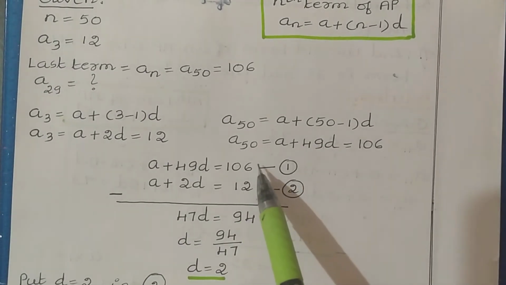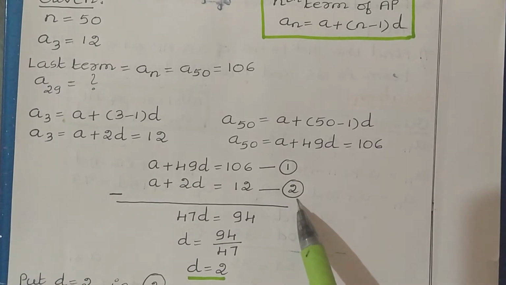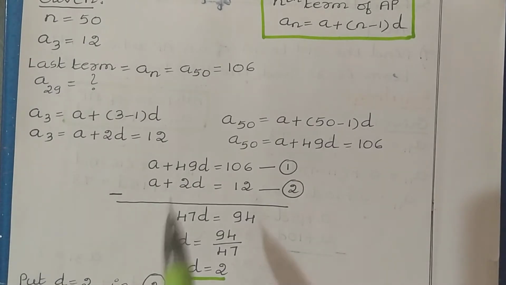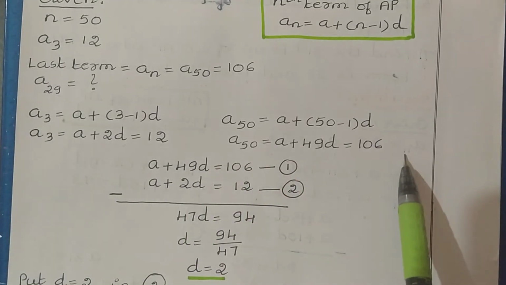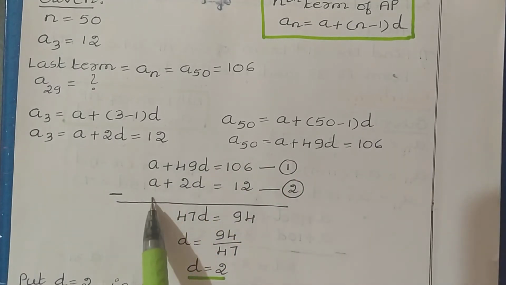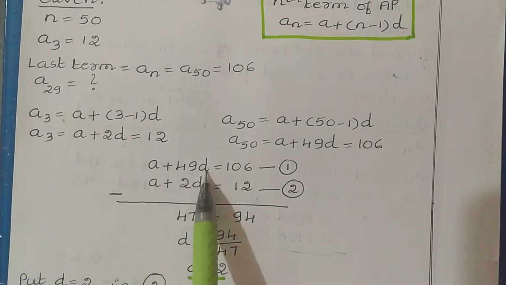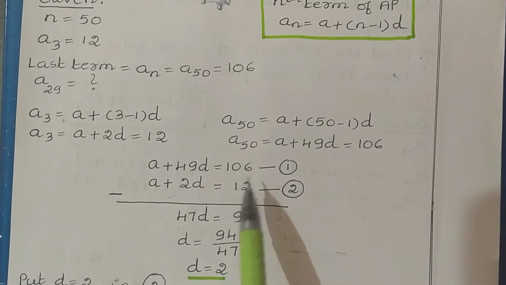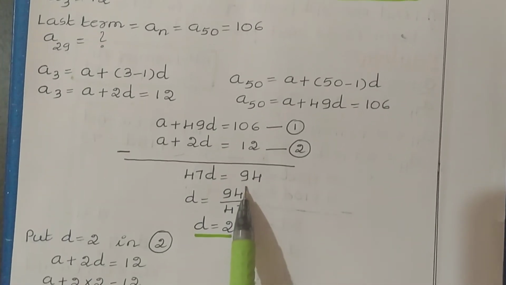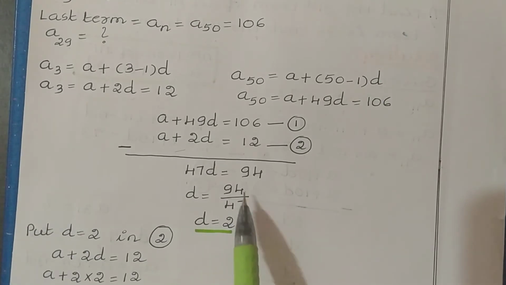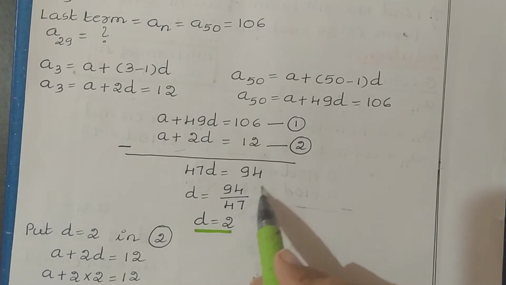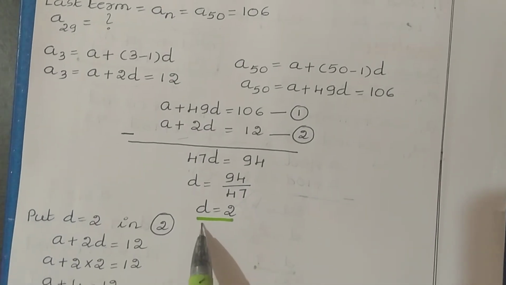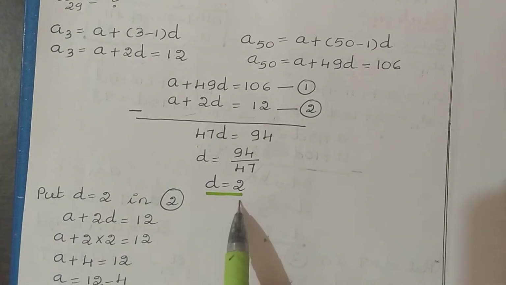So let us name this as equation 1 and this as equation 2. You can take any equation as 1, even you can take this as 1 and this as 2, whichever is convenient, in that way you can do. A minus A gives 0, 49D minus 2D is 47D, 106 minus 12 is 94. D is equal to 94 divided by 47, so 47 twos are 94. The common difference value we got here is 2.